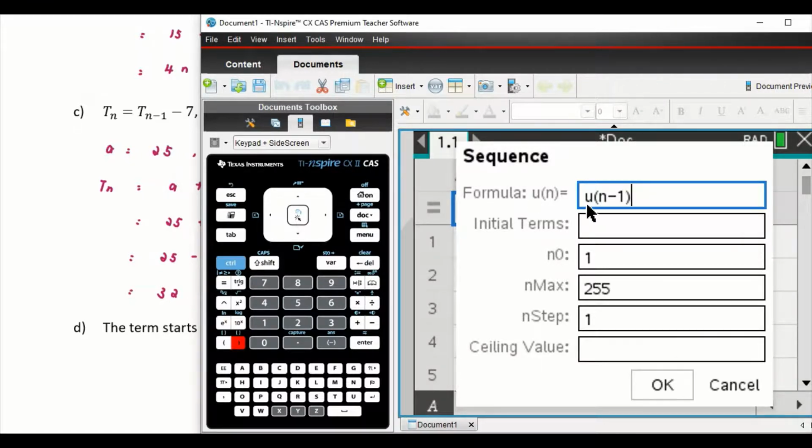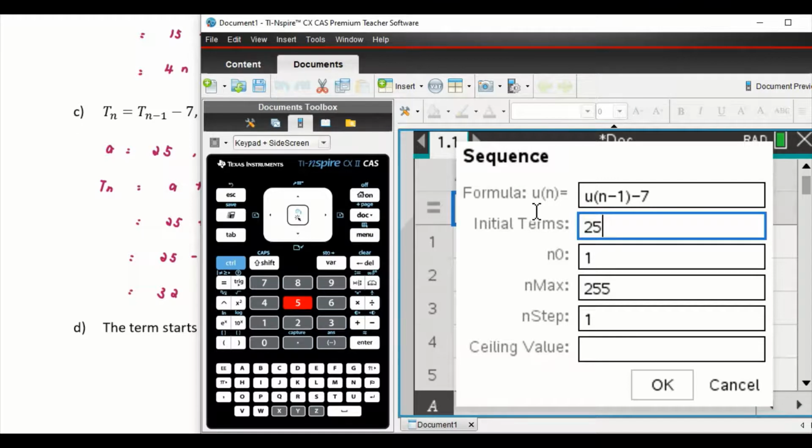So it's the same thing here. You see, I didn't change anything. It's just that the calculator requires us to use U instead of T. Then after that, what do you need to do? Minus 7. Okay, so what's the initial term here? You are given that T1 is 25, right? So you just type in 25.